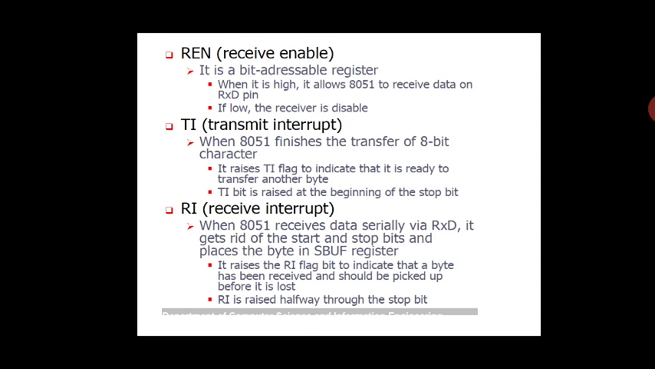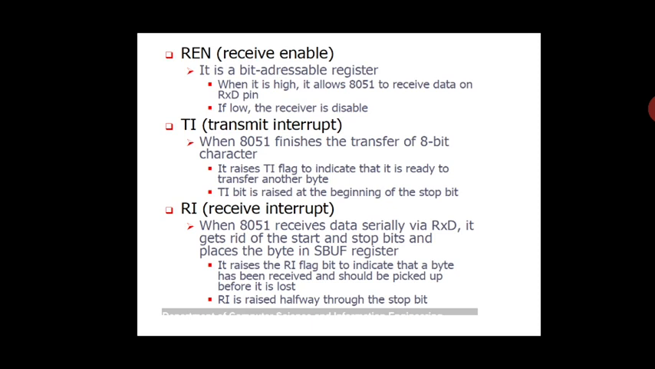Let us take that there are 3 bytes of data. We can't transmit all the bytes at a time. How will it be transmitted? The first byte is transmitted, and TI is raised, meaning it is ready to transmit another byte. Then the second byte is transmitted, and because there is one more data byte, it raises TI again, like this. It is raised at the beginning of the stop bit.